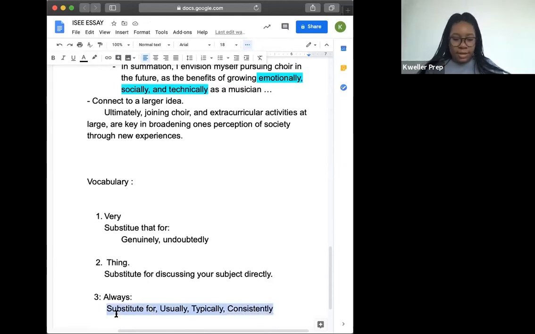Words like this are not as strong. You don't want to go to extremes when you're writing. So saying that someone is always doing something is not really sophisticated, so we're going to stay away from it.